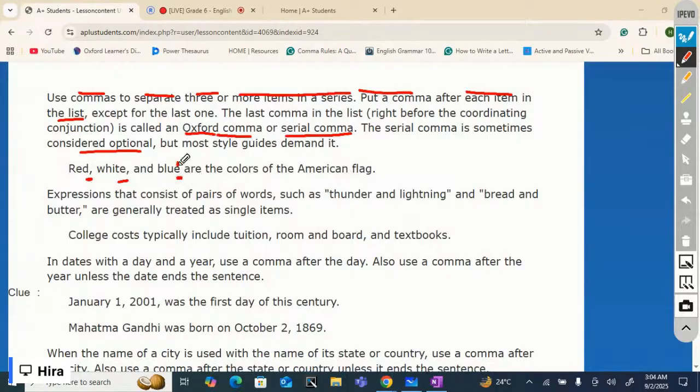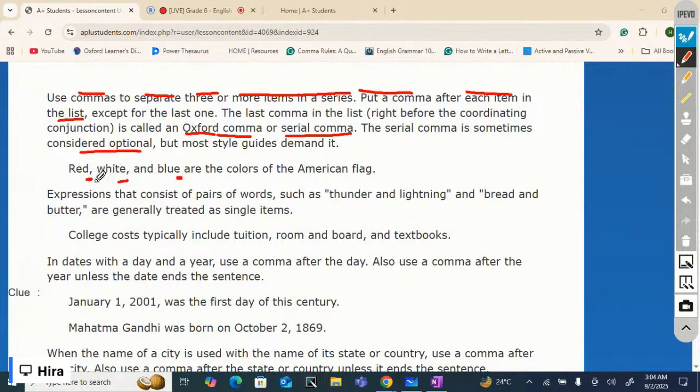This is the last one, this item. So no comma is used here. See? No comma is used. Red, white, and blue are the colors of the American flag. So, what are the three items in the series? Red, white, and blue. So, put a comma after the first one and the second one. But after the last one, we don't put a comma.